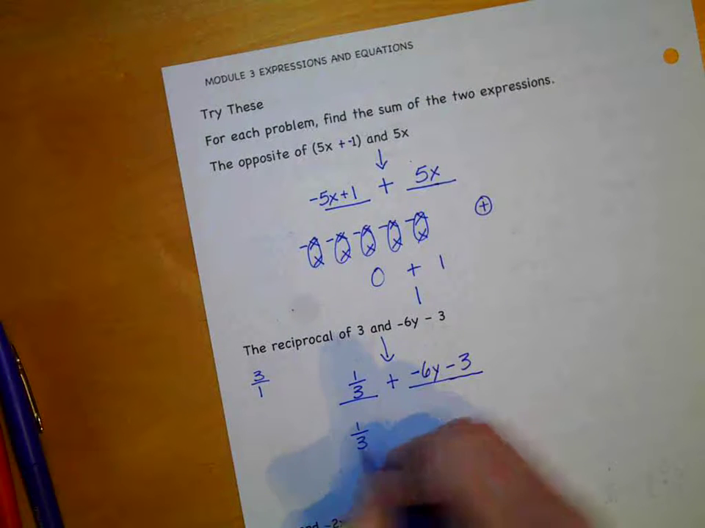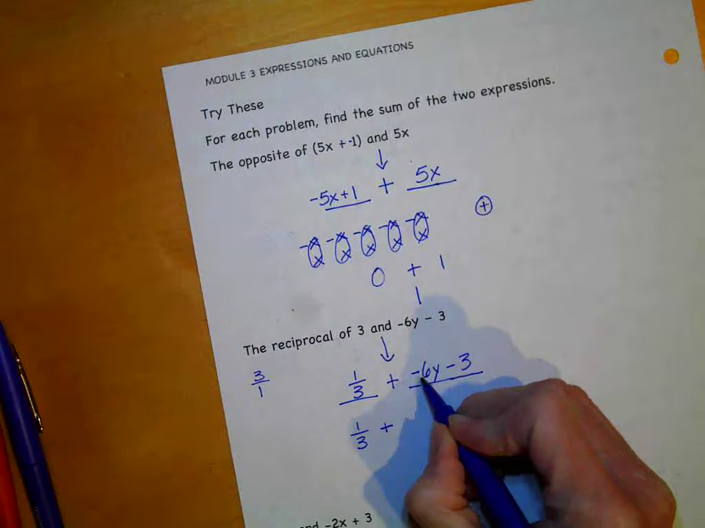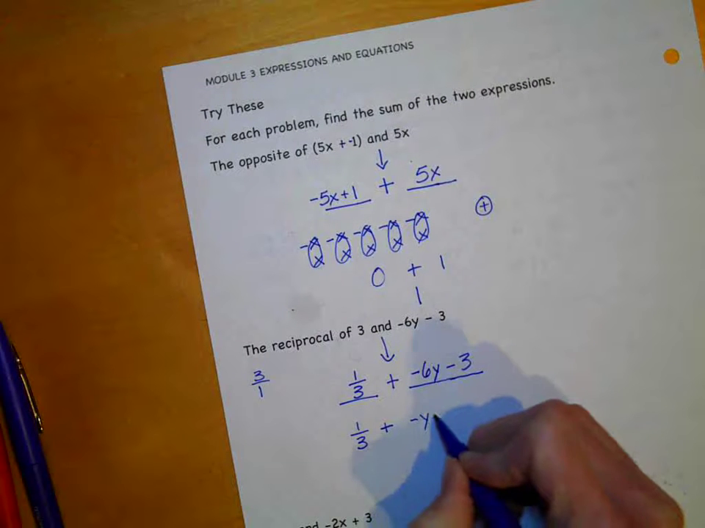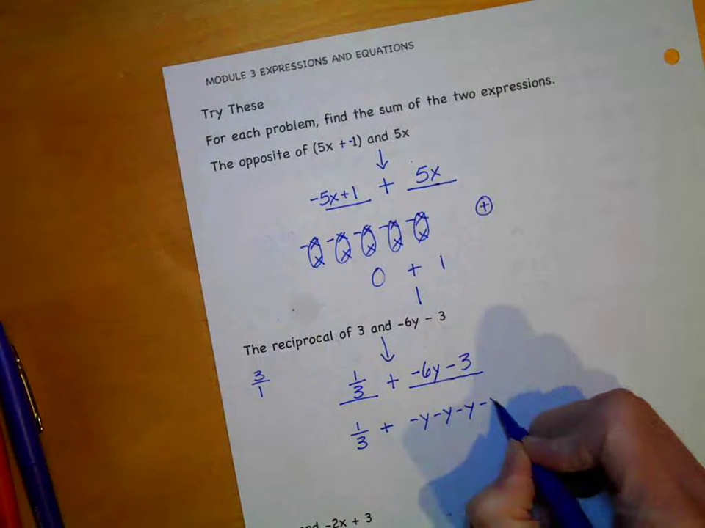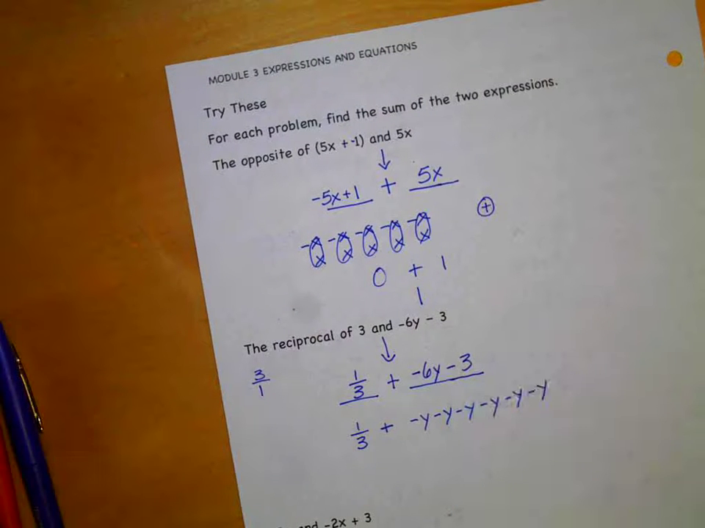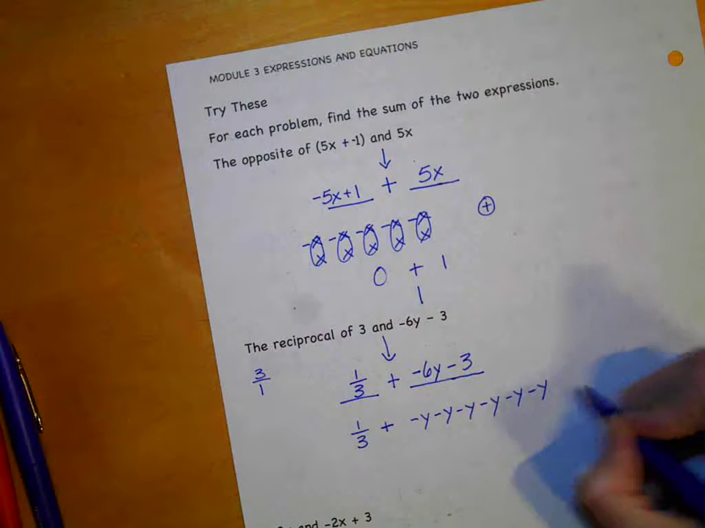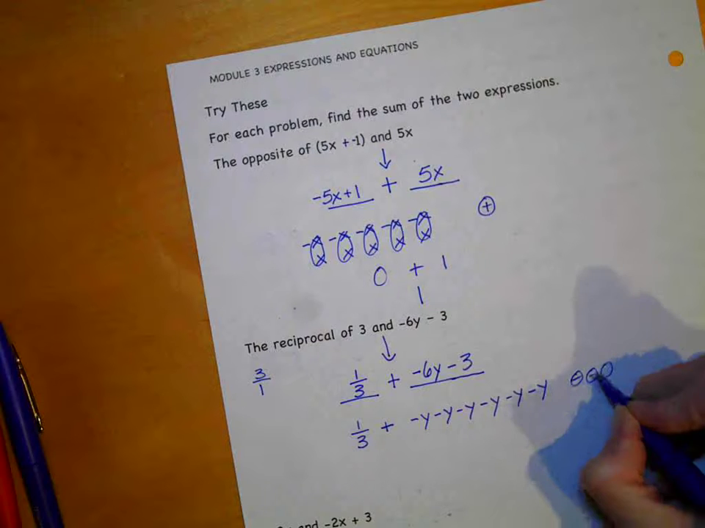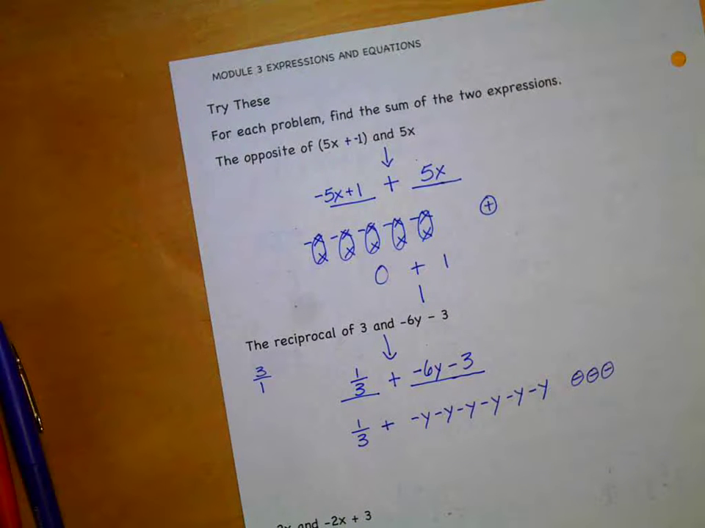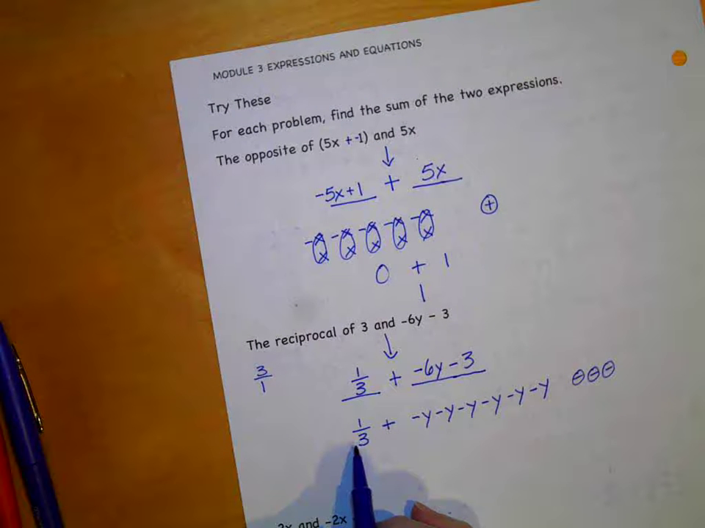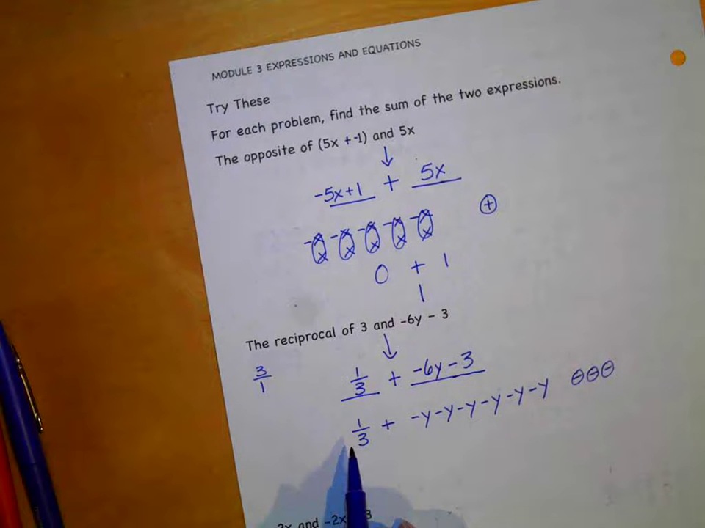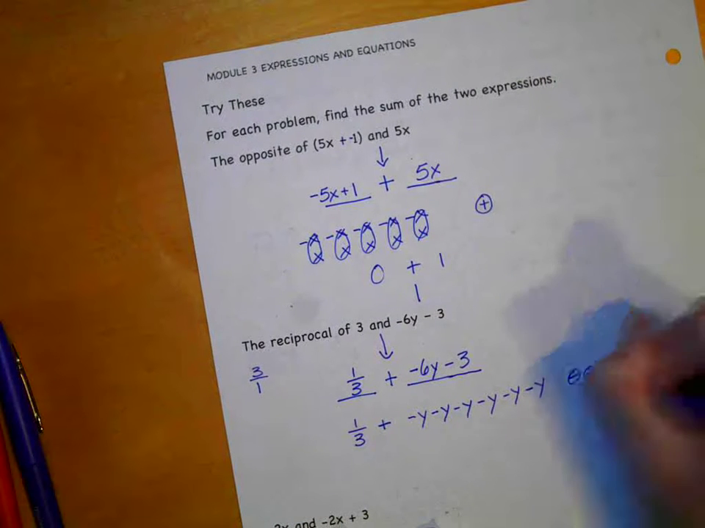Okay, so this one right here, we have 1/3 plus, right? Now we have 6 negative y's. So negative y, negative y, negative y, negative y, negative y, negative y. That's what we have. And then it says we have 3 negative chips. So we have 1, 2, 3 negative chips. Okay, so now what we have to do is combine what we can. This is 1/3 of a chip. Okay, so if we have 3 negative chips, and then we have 1/3 of a chip, but it's positive, what does that mean that I actually have to do?